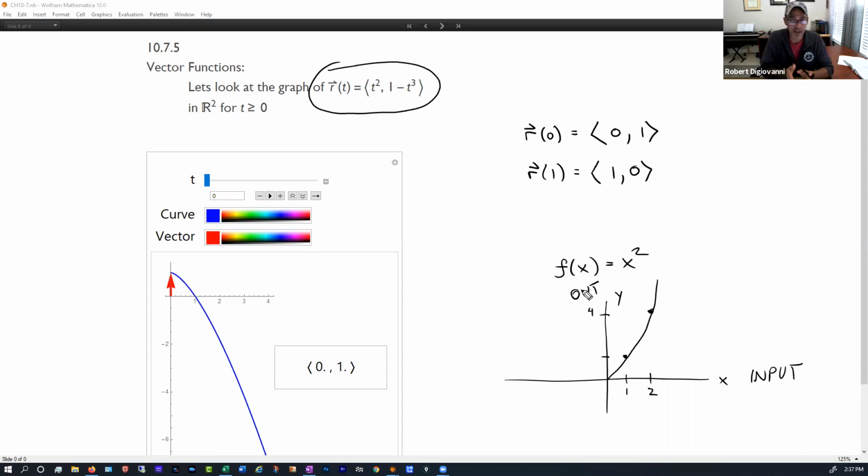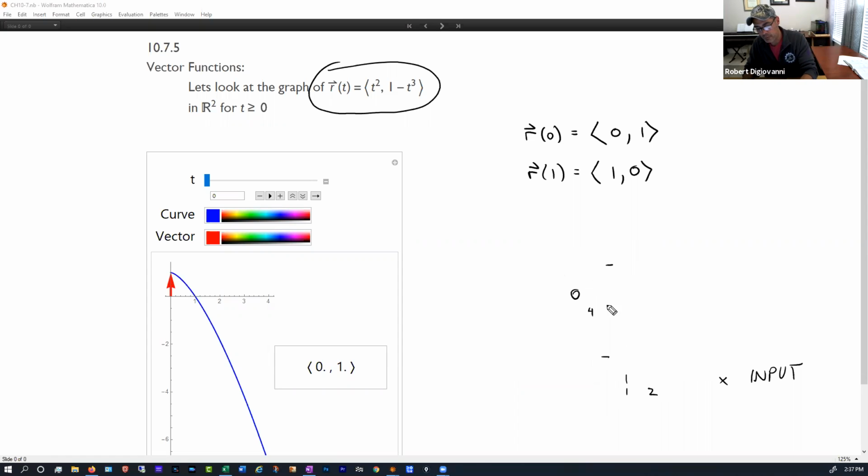But here in this vector function, there is no representation of the input on the graph. It's a clock in the background. So when we start the clock at t equals 0, right? At t equals 0, we start the clock. Where are we? We're at this vector, 0, 1. Do you all see that this is that vector? 0, 1.